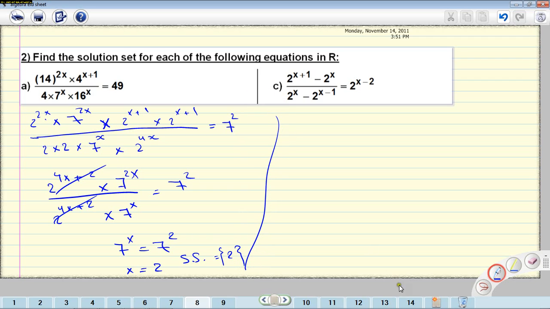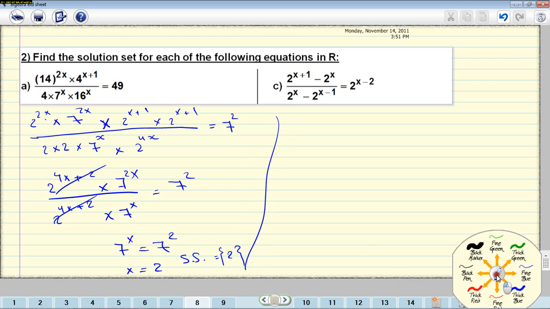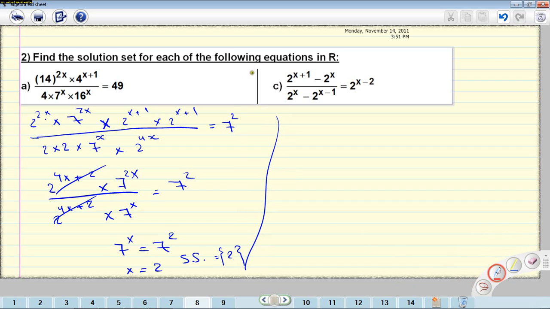Okay, this one I'm going to make with another color. Let's make it red. I'm going to take a common factor up, which is 2 to the power of x, open bracket, 2 to the power of 1 minus 1, over, down, another common factor, which is 2 to the power of x, open bracket, 1 minus 2 to the power of negative 1, which is 2 to the power of x minus 2.